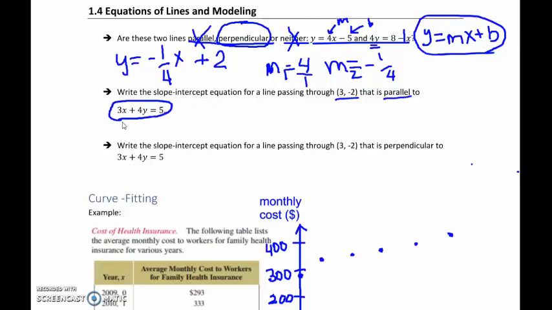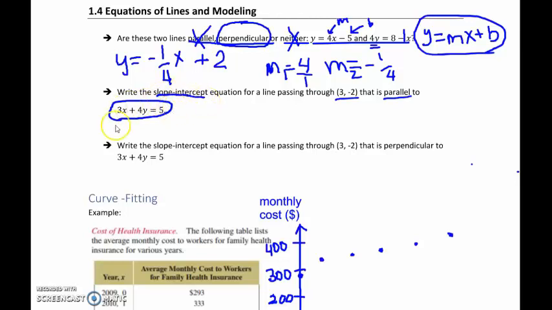Once we have that slope, we have a point and we have a slope, which means we can go back to the point-slope equation that we were given at the very beginning of 1.4. It was the second thing we talked about, point-slope equation. Plug in the point, plug in the slope. We've got our equation, and then we just put it in the form that it asked for, which is slope-intercept.